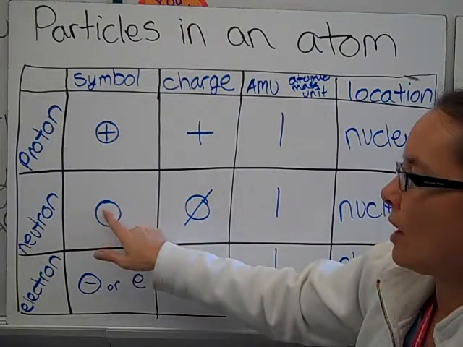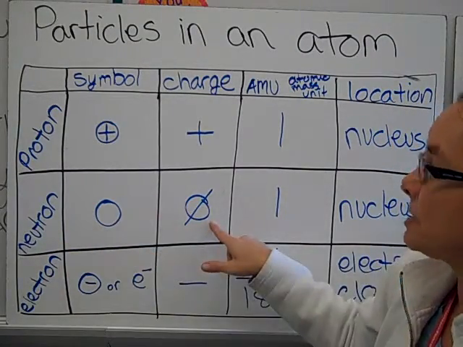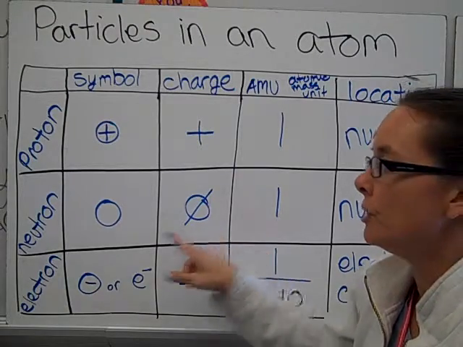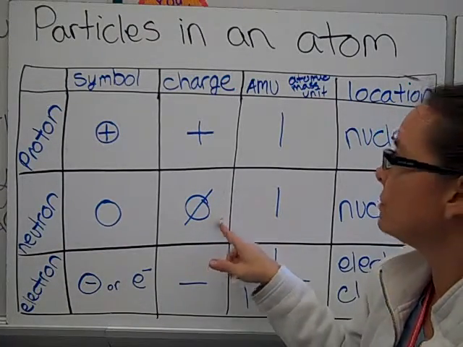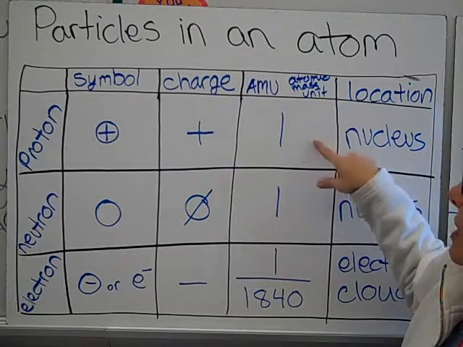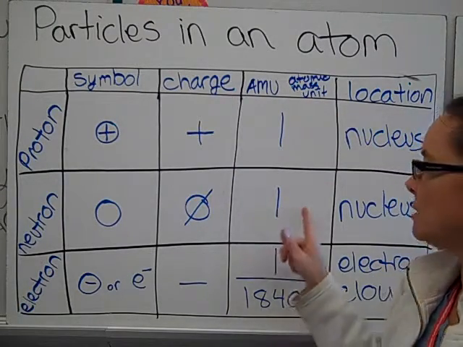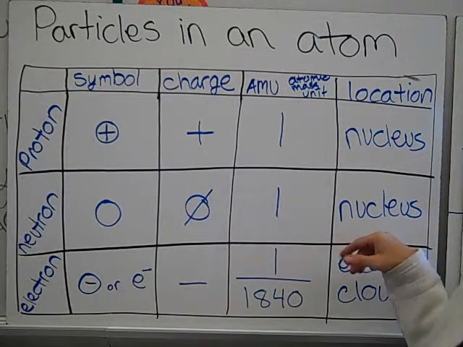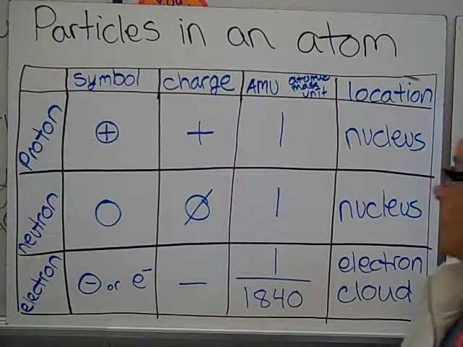Neutrons are symbolized by just a plain circle, because they have no charge. They're neutral. Neutrons are neutral, no charge. The atomic mass unit is the same as the proton. They're about the same size, 1. And their location is also in the nucleus.